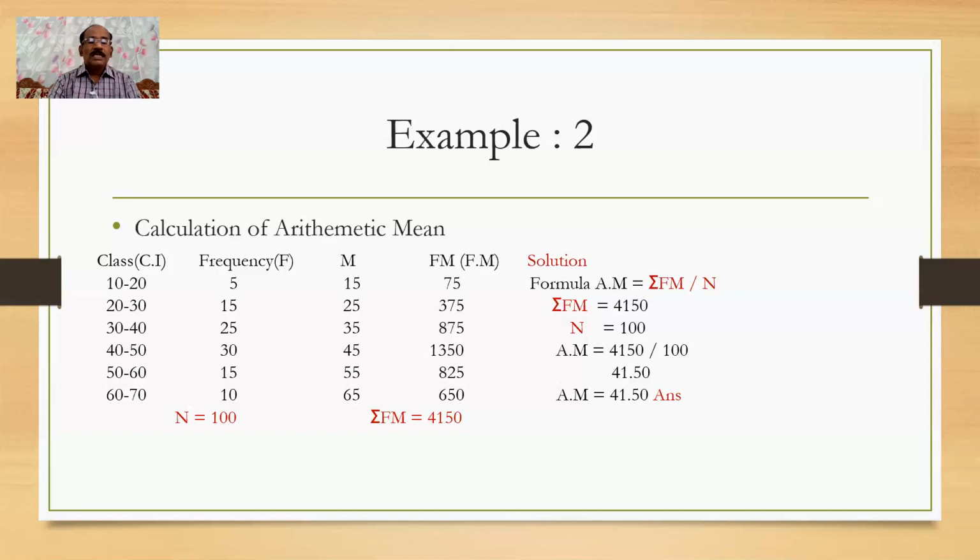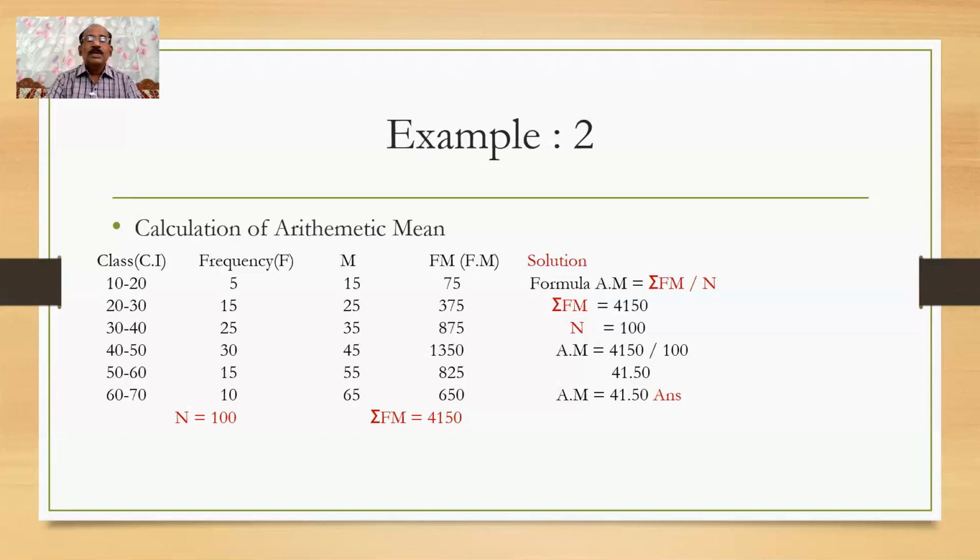Here we got sigma Fm value and N value also. What is the sigma Fm? Sigma Fm is the sum of the product of Fm values. Sigma Fm is equal to 4150. N is equal to 100. Here sigma Fm value is there, N value is there.